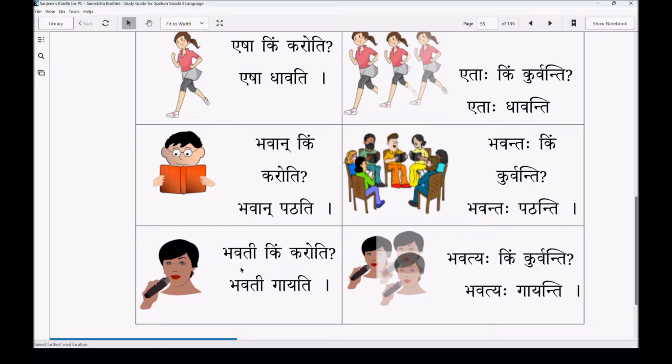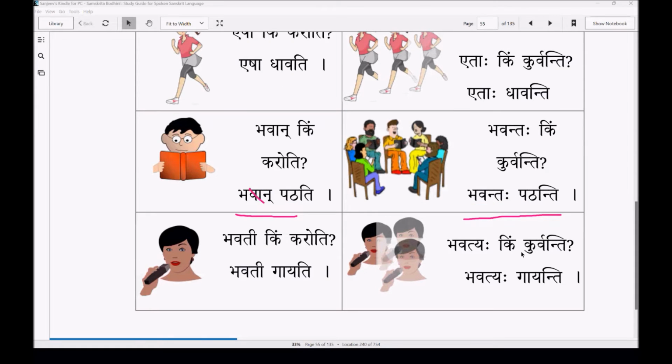Same with the word bhavati, an example is given here. Bhavati gayati. Female, you are singing. Bhavatyah is the plural of bhavati. Bhavatyah gayanti. Gayanti is plural here. So many of you, female, are singing. In the Pullinga, what happens here? Bhavan pathati. Bahuvachana of bhavan is bhavantah. Bhavantah pathanti. Many of you are reading. Any question?